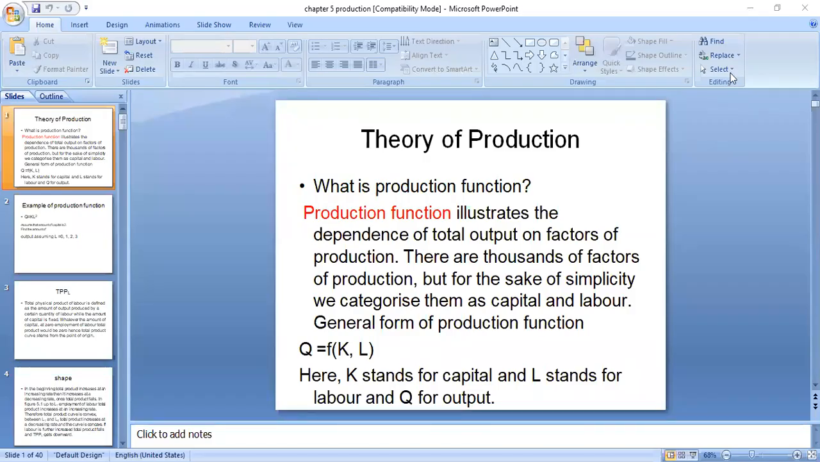Okay, dear students, let's get started with our class, theory of production. I think all of you are looking at the slide, theory of production. So what is production function?